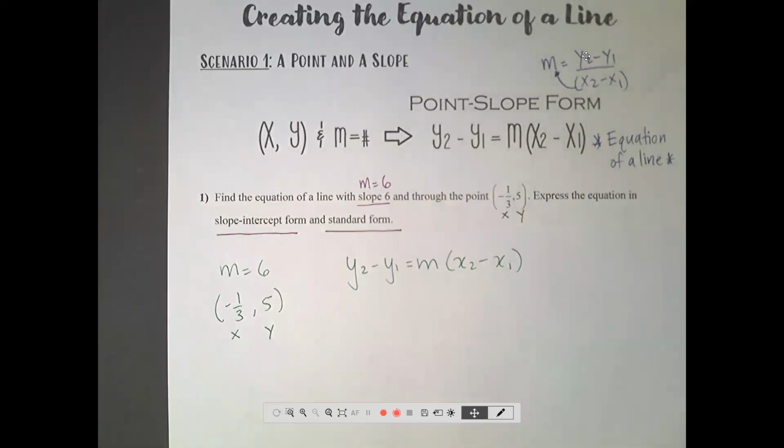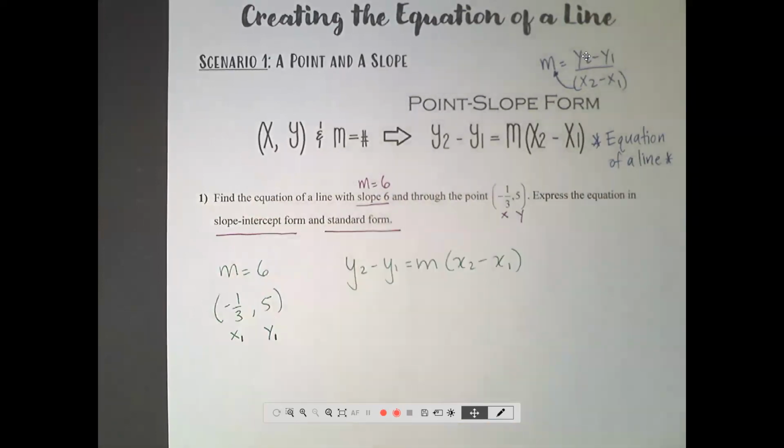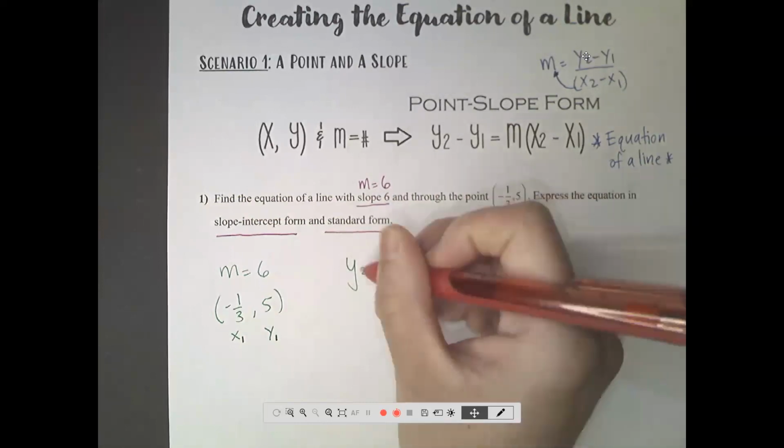Now this is interesting because we have y2, y1, x2, x1, but we only have 1 point. So where exactly are we going to be putting those points into? Well, different textbooks, different teachers, different YouTube videos teach it in different ways. I prefer that whenever I have a point, I call it x1 and y1. And so I'm going to be putting this x value over here, and I'll be putting this y value over here.